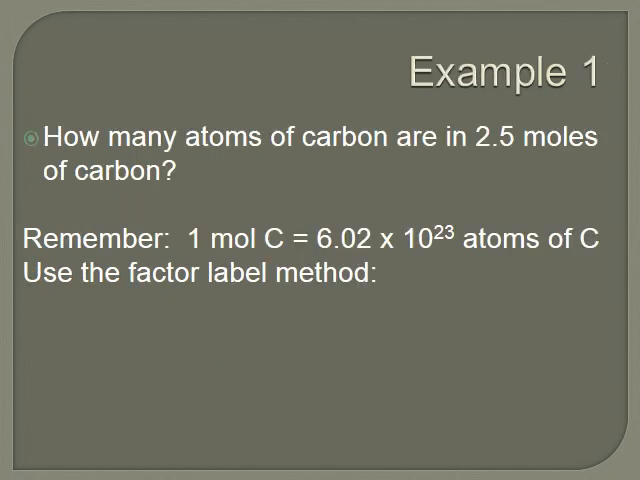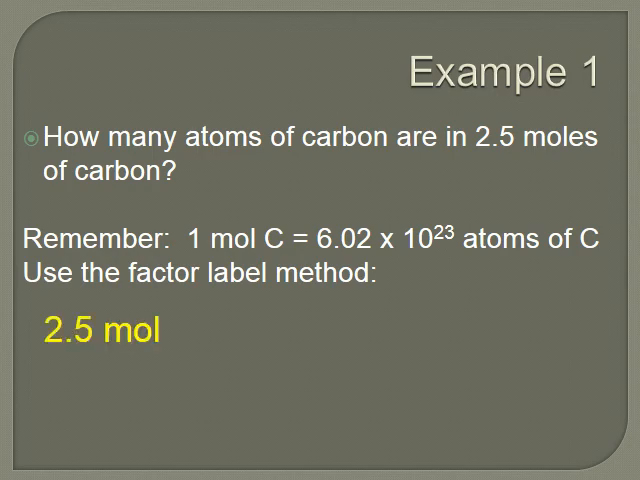We're going to start with example number 1. How many atoms of carbon are in 2.5 moles of carbon? So remember, a mole of carbon is 6.02 times 10 to the 23rd. We're going to use the factor label method, and remember, rule number 1: start with what they give us.